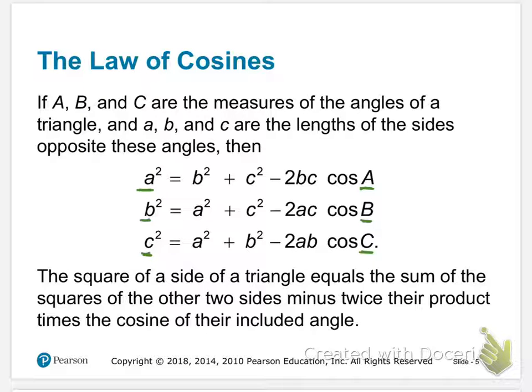The square of a side of a triangle equals the sum of the squares of the other two sides minus twice their product times the cosine of their included angle.